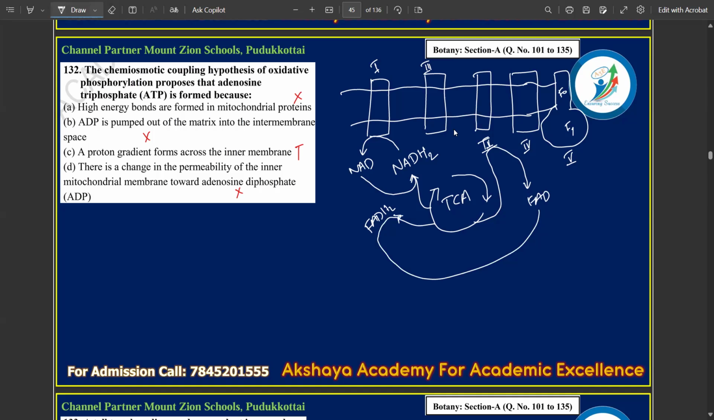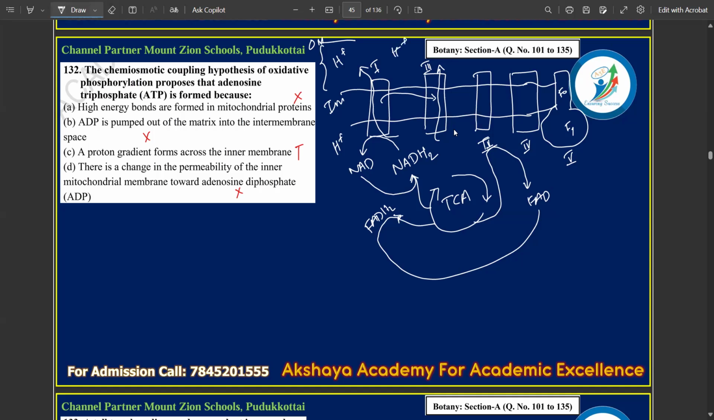The electron captured by complex 1 is given to complex 3, and while it does so, it pumps protons. Complex 1, complex 3, and complex 4 are proton pumps. They pump protons from the matrix into the intermembrane space. We have the inner membrane and the outer membrane, and the space between them is the intermembrane space. As more and more protons are pumped while electrons are shifted from one complex to another, it generates a proton gradient.